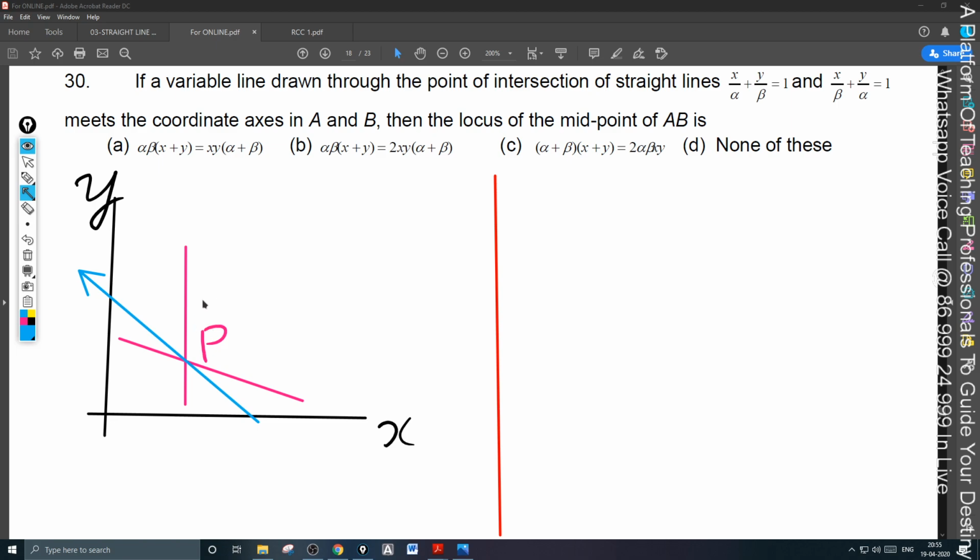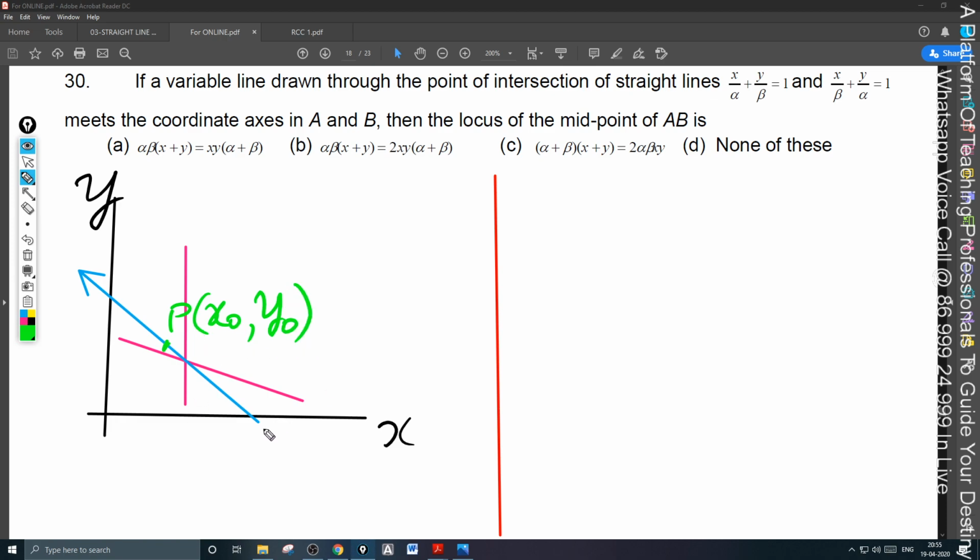That's right. Point of intersection is correct. Through the point of intersection, many lines will be passing through. Now we need the locus of the midpoint, please. Let me take the midpoint of this as P, x naught comma y naught.